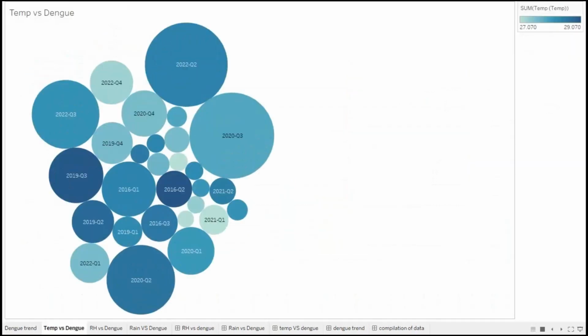The first factor we assume has an effect on the number of cases is temperature. In this graph, the darker the color of the circle, the higher the temperature, and the bigger the circle, the more dengue cases there are in that year and quarter.